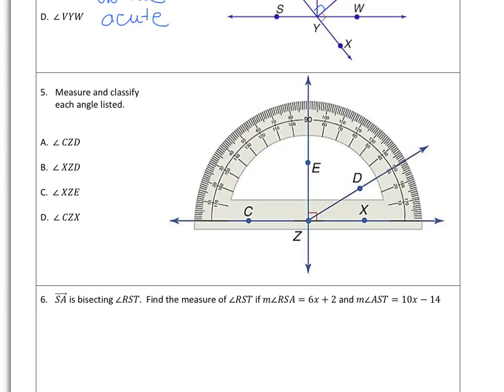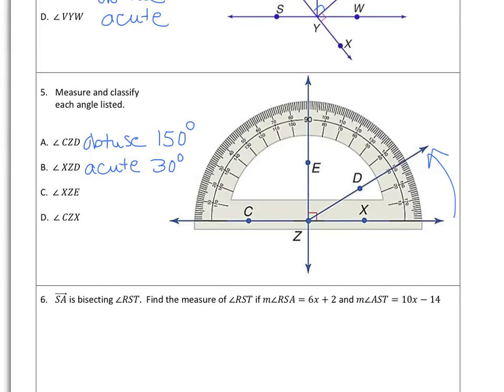Okay, example number 5. Measure and classify each angle listed. We're going to use the protractor diagram here. Okay, angle CZD. CZD is greater than 90 degrees, so that is classified as obtuse. And we can read over here using the outside scale. It is 150 degrees. Next example, XZD. XZD is forming a straight line with the previous example, and that is acute, and it is 30 degrees.